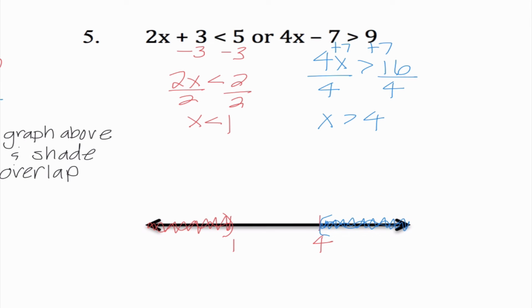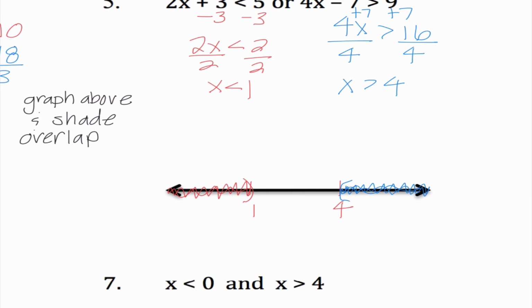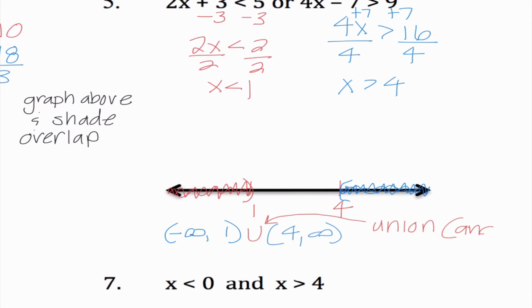So this time, if I was writing this in interval notation, I noticed this one's very different because my answers are in 2 different spots. Okay, so this first piece would go from negative infinity to 1, and then I have a break, and I start up again at 4 to infinity. Now to connect these, we're going to use a symbol. It looks like a U kind of, and we call this union, and basically union means and. So it's just telling me that it's from negative infinity to 1 and 4 to infinity.